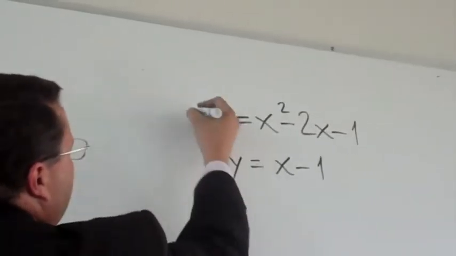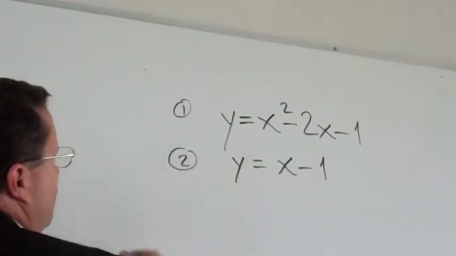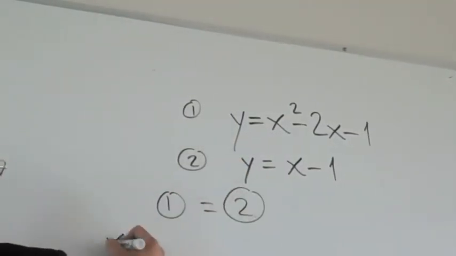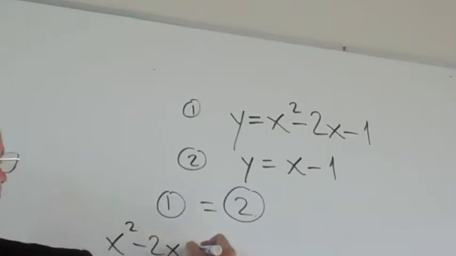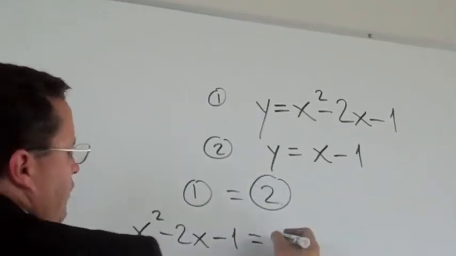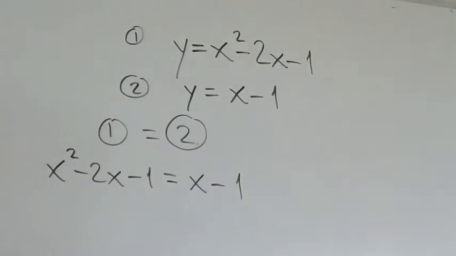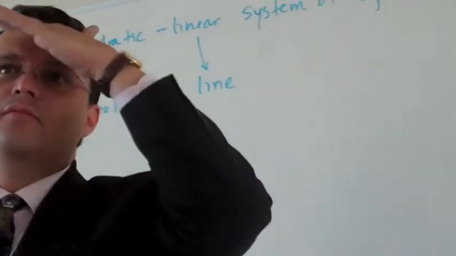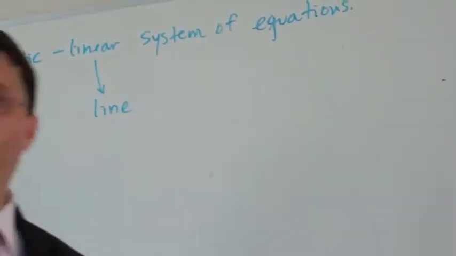Okay, so let's name this one 1 and this one 2. So we will do 1 equals 2. And we have x squared minus 2x minus 1 has to be equal to x minus 1. Now, what would you try as a first option to solve that? To pass x minus 1, to send everything to one side.